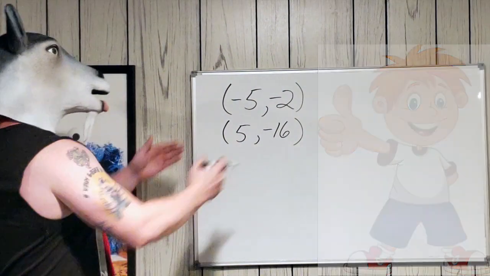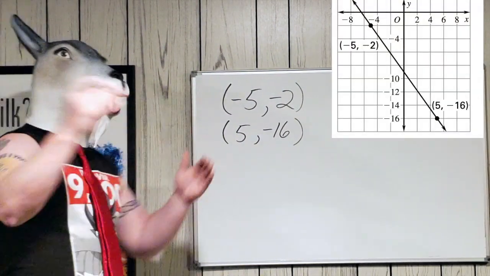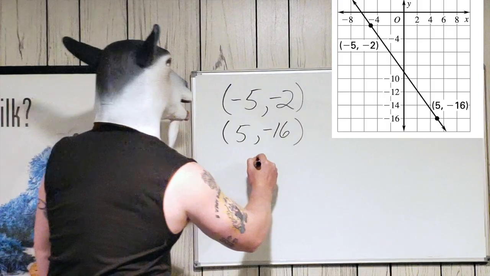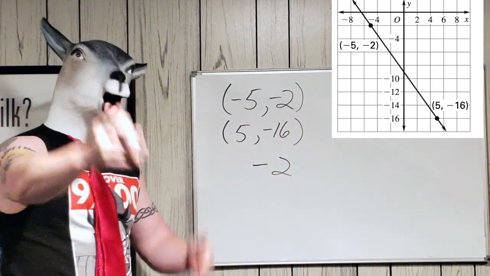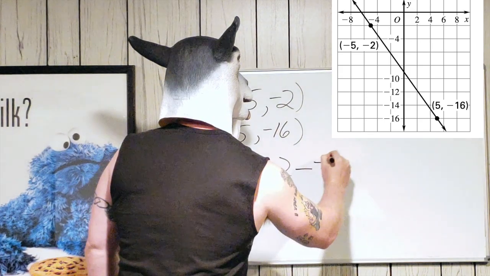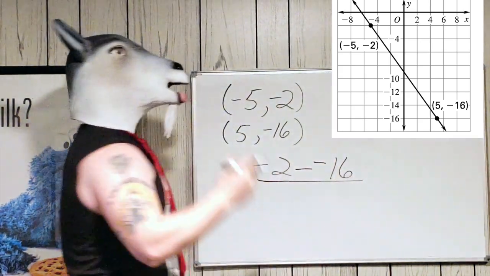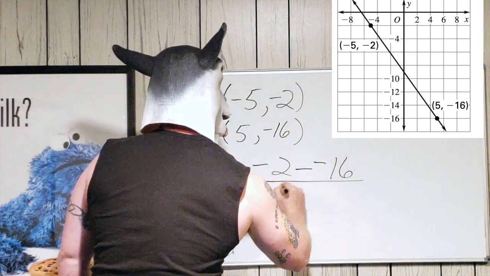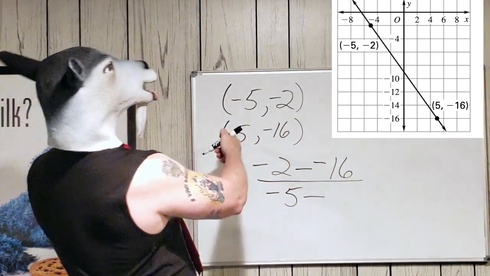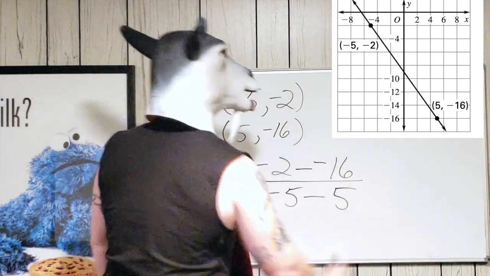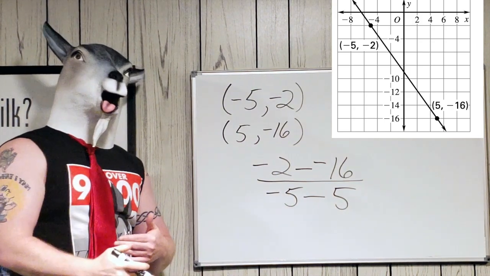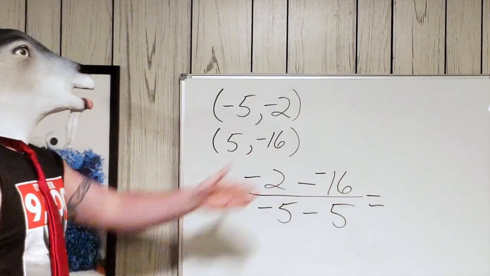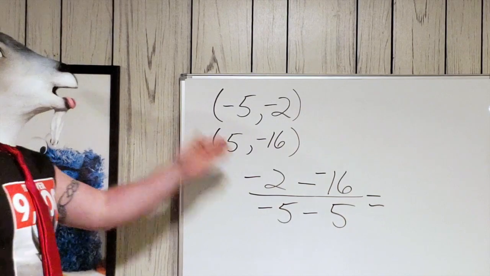So look, I rewrote it. I got one on top of the other. Now I'm going to take my y's first, and I'm going to subtract. So I got negative 2 minus a negative 16. And then for my next part, I take the x's. I take the top one, I got negative 5, and minus 5. We're just going to do some quick math here, and then we're going to have our slope. So let's take a look at what we got here. We got negative 2 minus negative 16 over negative 5 minus 5.